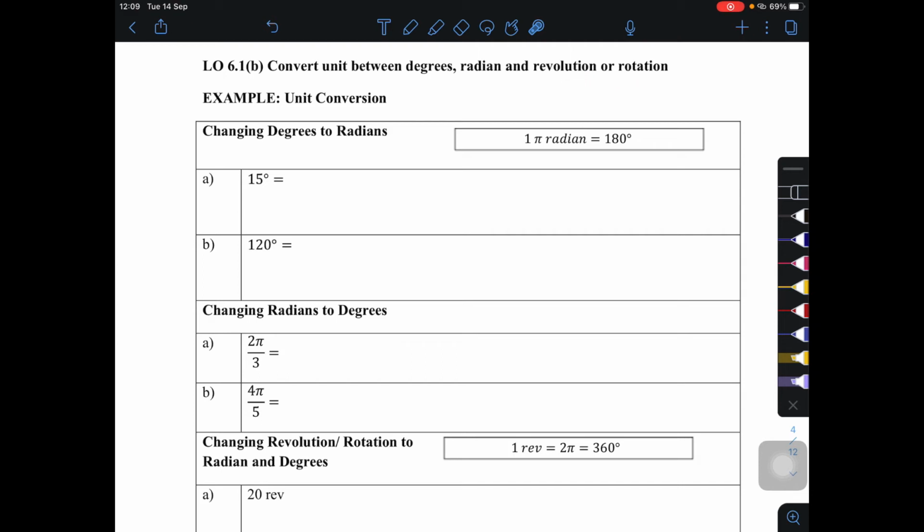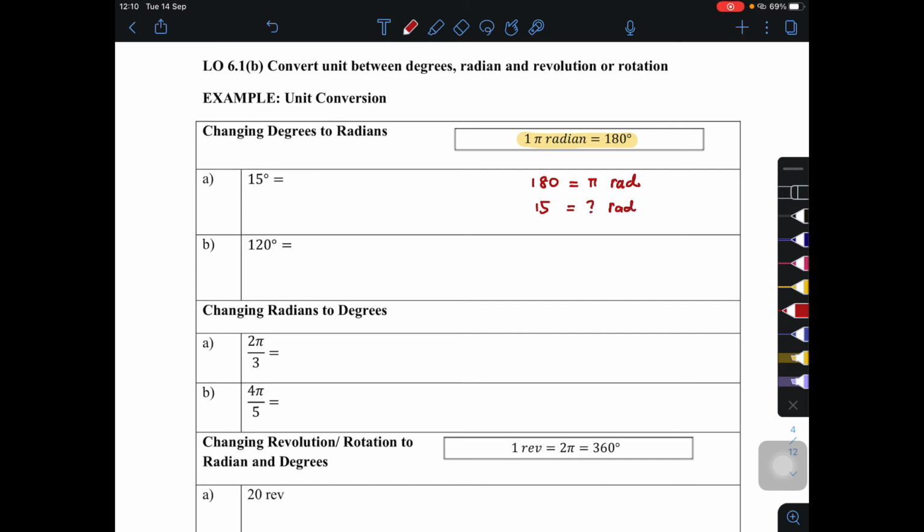Okay, so the first unit conversion here, we want to change from degrees to radian. So you need to take note here. 1 pi radian is equal to 180 degree. So now we want 15 degree in radian. Okay, so kita tahu 180 sama dengan pi radian. Now we want 15 degree in terms of radian.